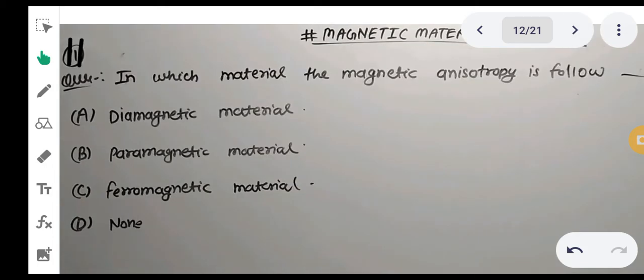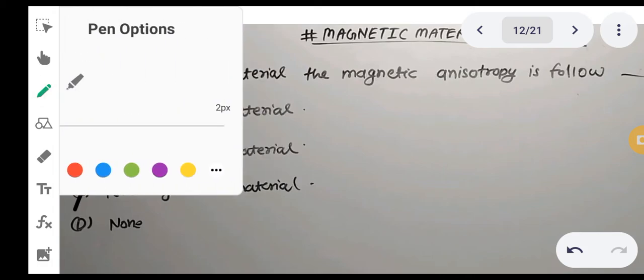So only ferromagnetic materials are strongly magnetized. Okay. Question 11. In which material is the magnetic anisotropy found? The only one that will cause the magnetic moments to become aligned is the ferromagnetic. So the answer is ferromagnetic materials.